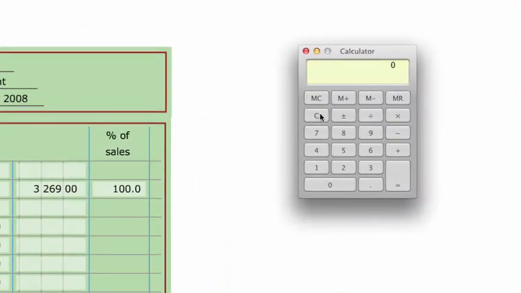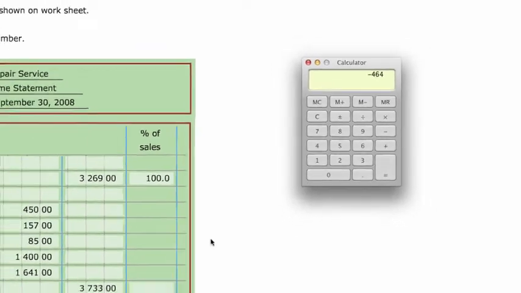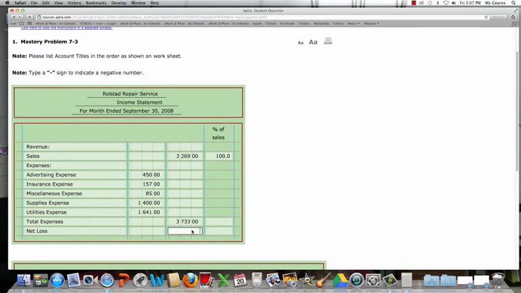I'm going to take my sales, $3,269, and subtract my expenses, $3,733, and that gives me a negative 464. When I enter it into the worksheet, it puts it in parentheses to show that it's a negative number.